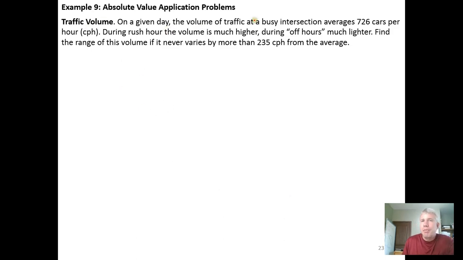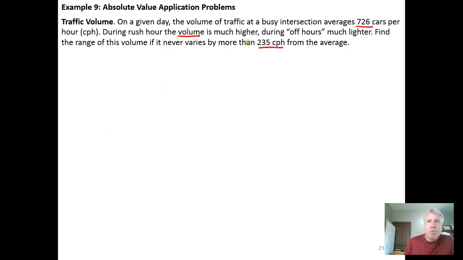On a given day, the volume of traffic at a busy intersection averages 726 cars per hour. During rush hour, the volume is higher. During off hours, the volume is lower. Find the range of this volume if it never varies by more than 235 cars per hour. And of course, the spirit of the problem is to set it up as an absolute value inequality, because the objective for what we've been doing this week is to be able to solve absolute value problems, equalities and inequalities.